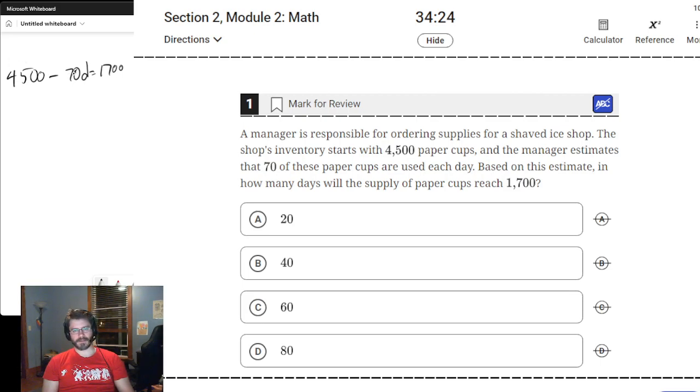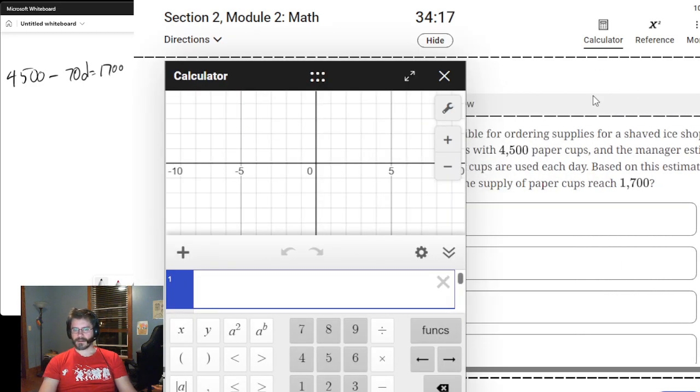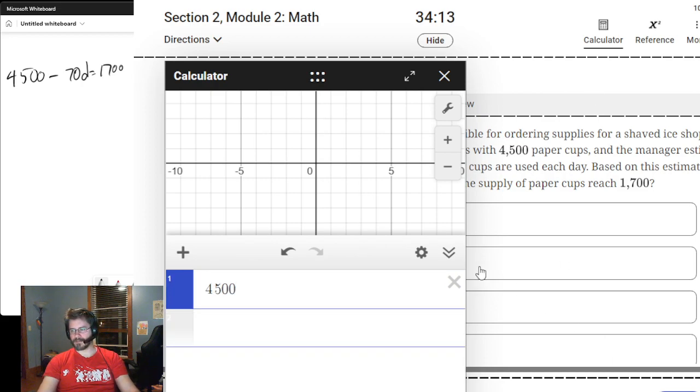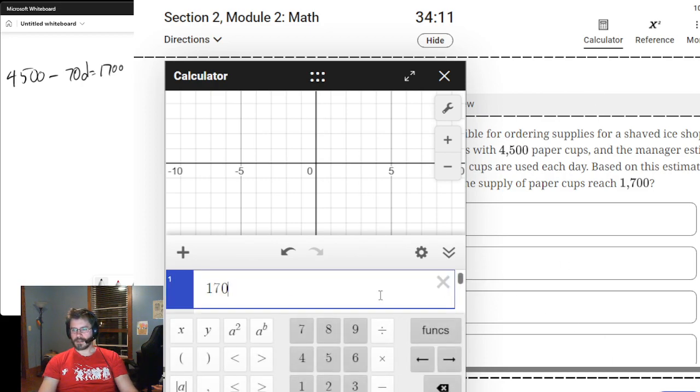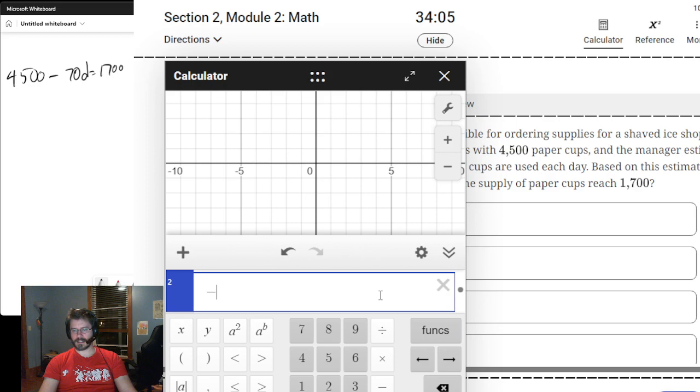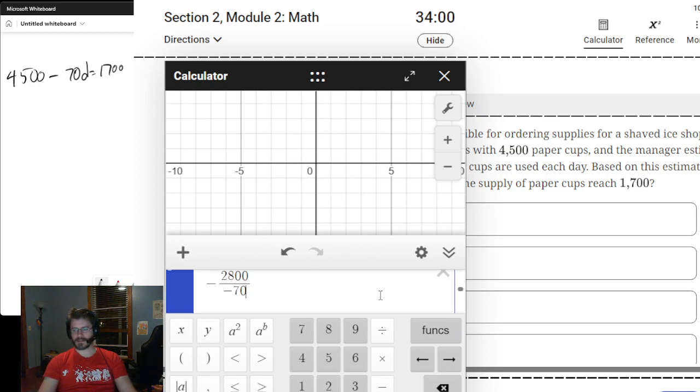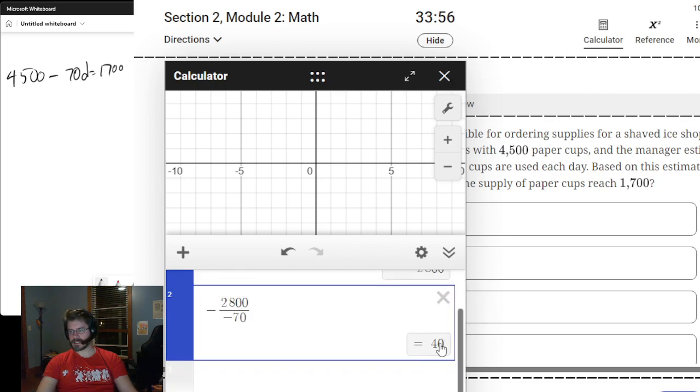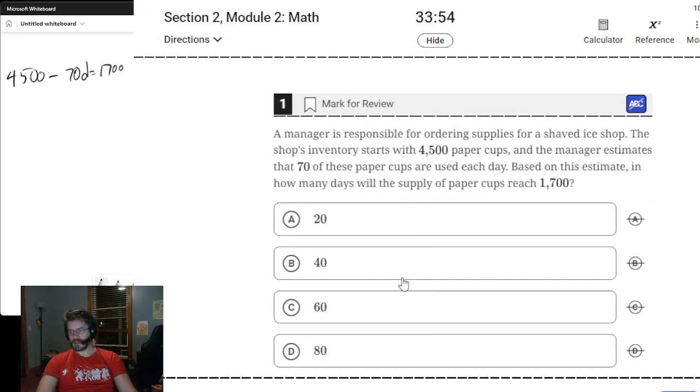So obviously then, subtract the 4,500, divide by 70, and that gives us our number of days. So 4,500, yeah, I'll do it the proper way. 1,700 minus 4,500 is negative 2,800. And then we're going to take that negative 2,800, divide by negative 70. That gives us 40. I know you can barely see it there. There you go, 40. Boom.